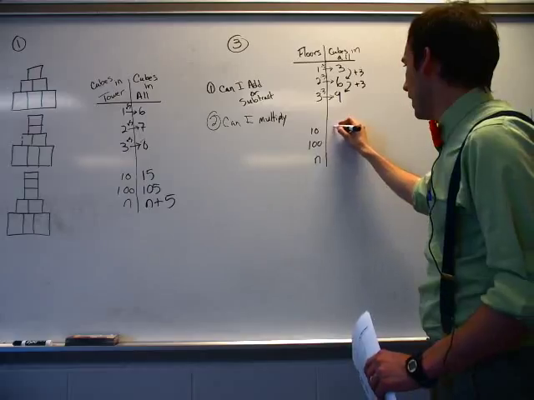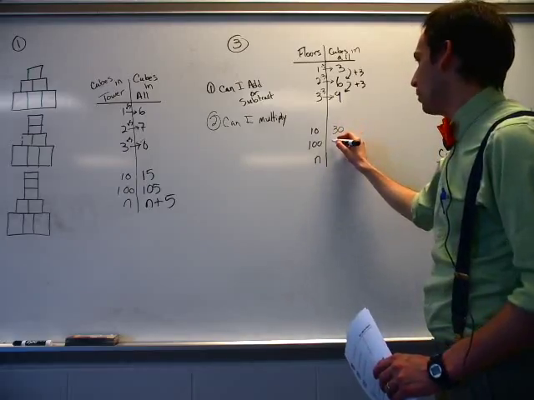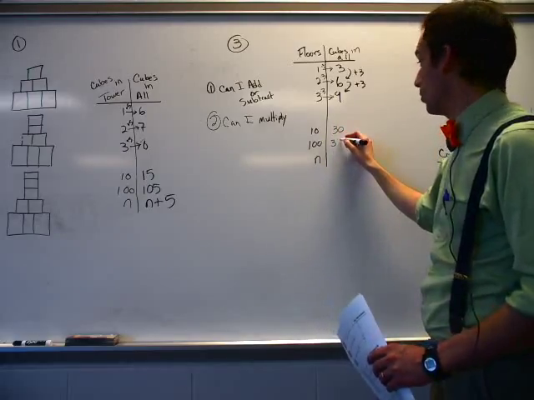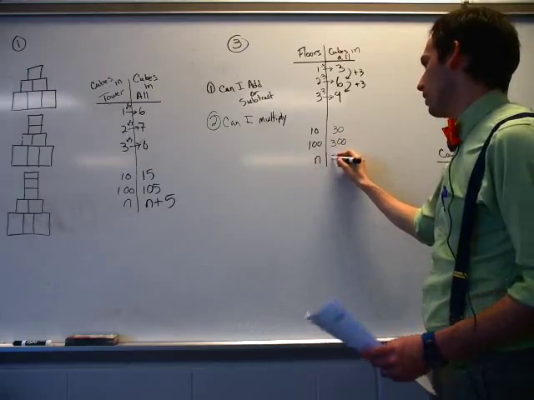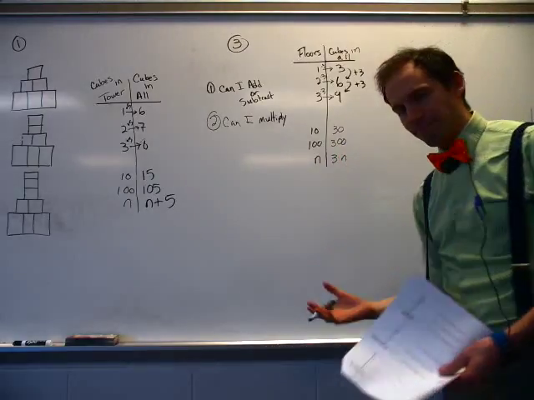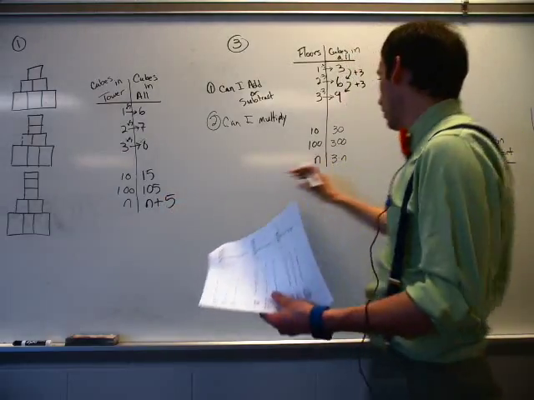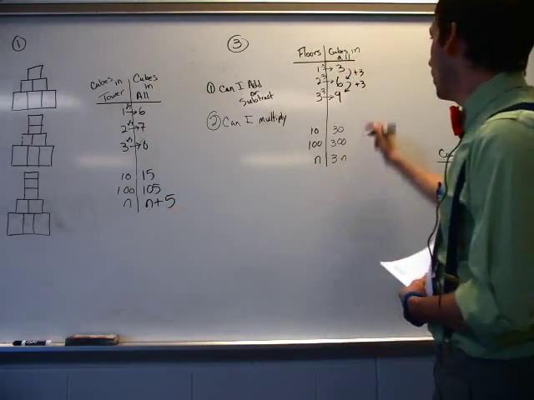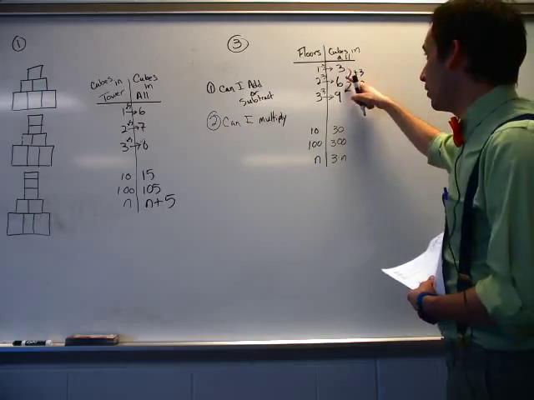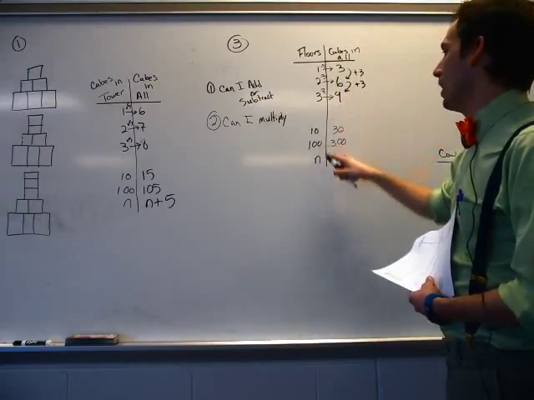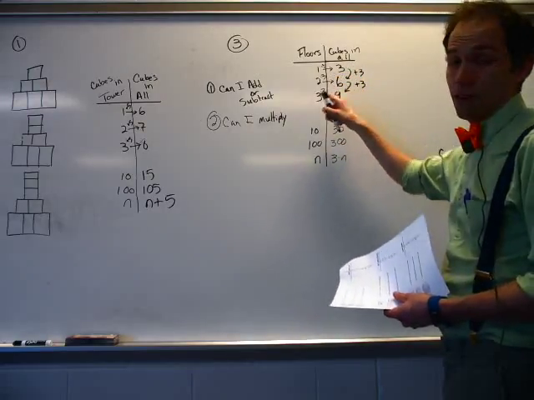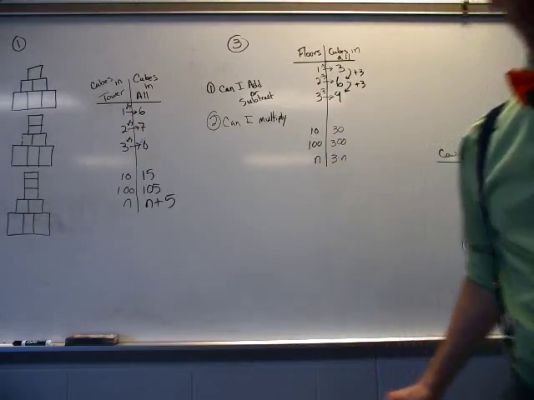So 3 times 10 gets me 30. 3 times 100 gets me 300. And then 3 times n, right? That's a pretty good, decent pattern. So this is an adding pattern. This is a multiplying pattern. Now I want you to bear in mind that the pattern here was adding 3, and I ended up multiplying by 3 to get across. So that's going to come back to us in a moment.